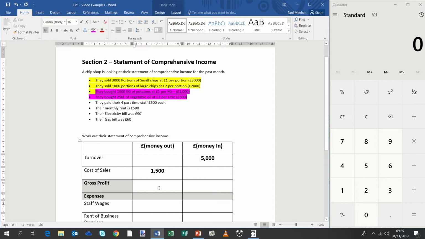So now we can work out the gross profit. We literally subtract the cost of sales from the turnover, and that gives us our gross profit. So 5,000 minus 1,500. I'll do it on the calculator for you: 5,000 minus 1,500 is 3,500.